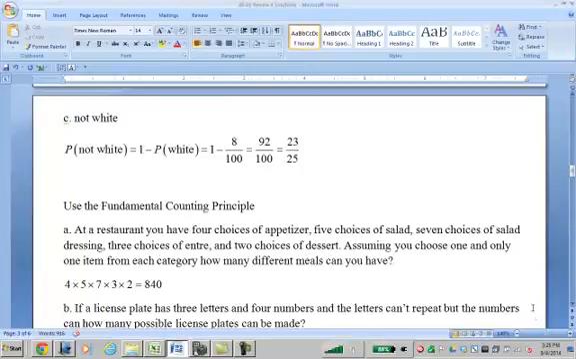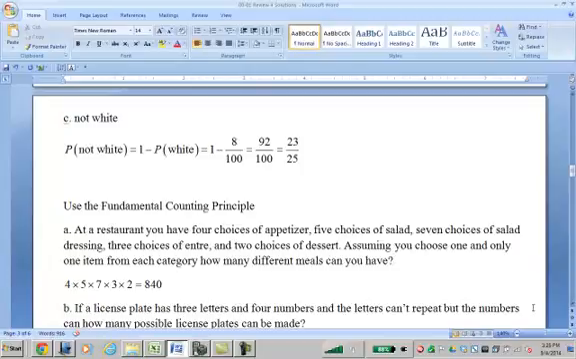as defined above. So you've got all these different choices: appetizer, salad, salad dressing, entree, and dessert. So you're going to pick one of each: one type of appetizer, one type of salad, one type of salad dressing, one type of entree, and one type of dessert. So all the different choices taken together that you can make are 4 times 5. Let's just think about the salad. You got 5 kinds of salad and 7 kinds of dressing. So all the different kinds of salad you can have are 35.